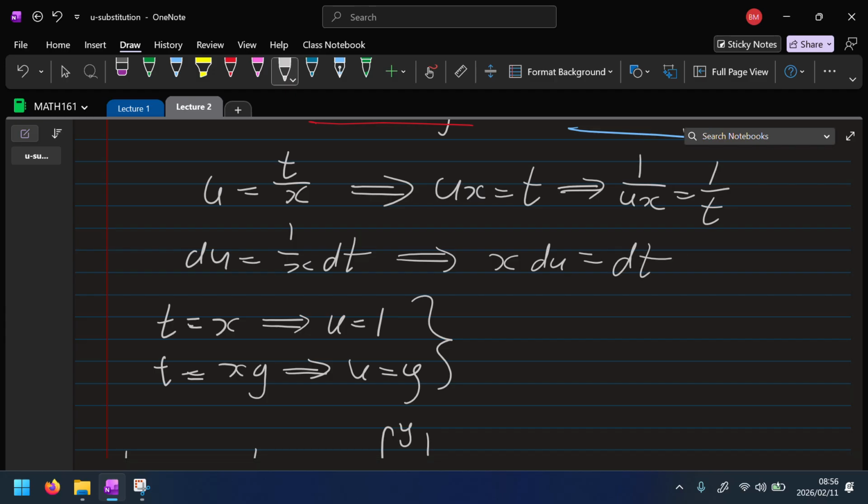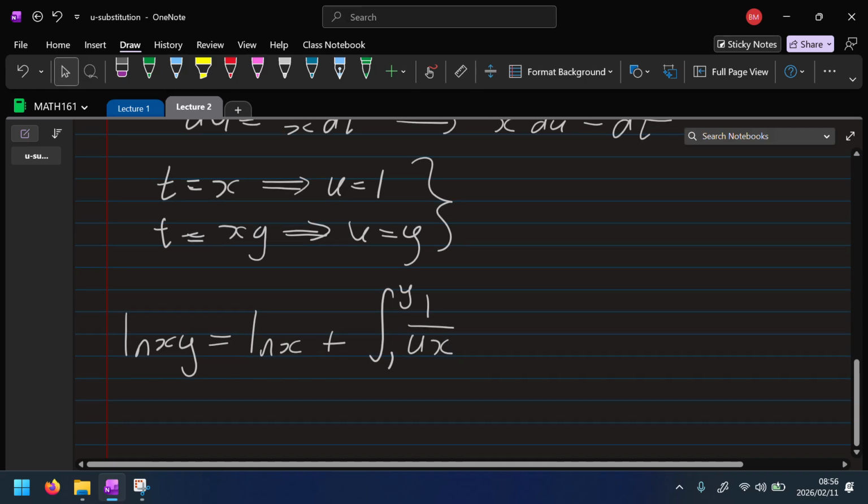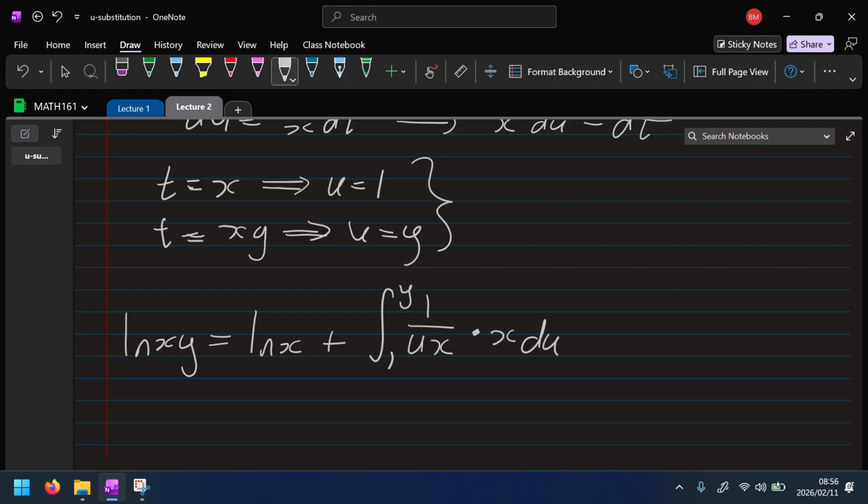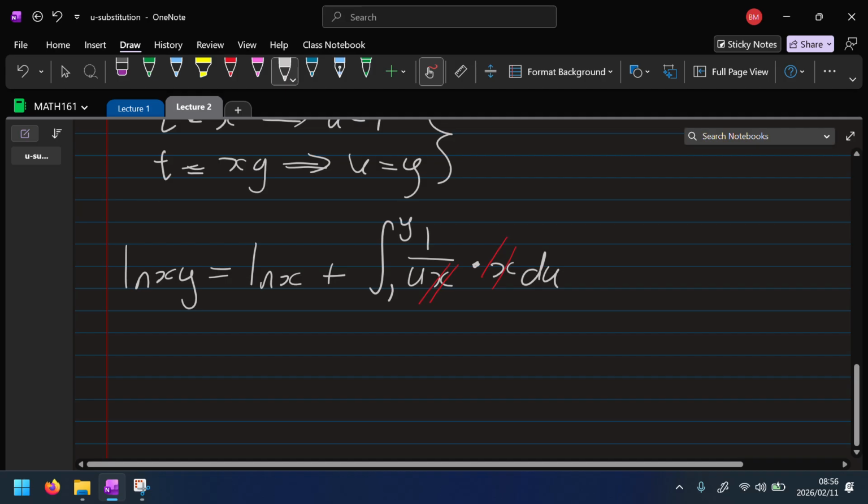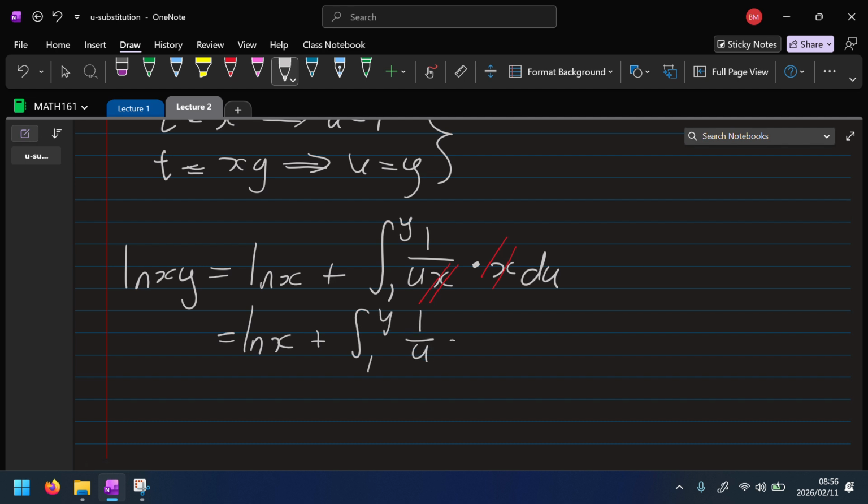So we got the 1 over t and we got the dt. So let's put x du. Now what happens to the x's? They cancel, exactly. So x at the top, x at the bottom. So we're left with the natural log of x plus the integral from 1 to y, 1 over u du.